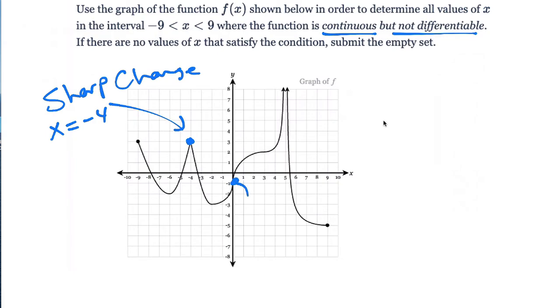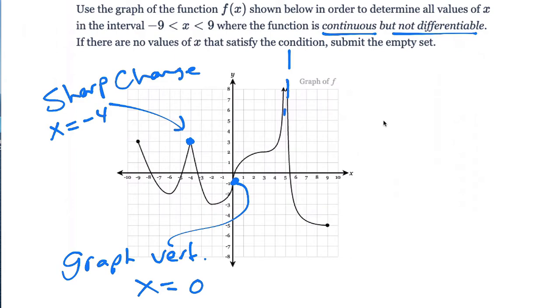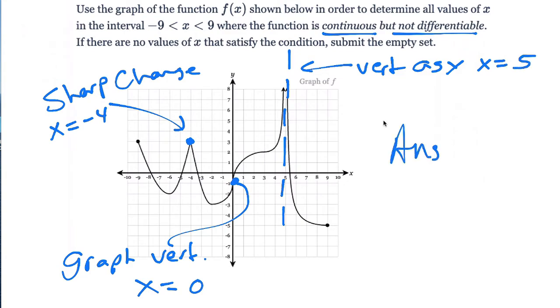Right here, the graph is vertical when x is equal to 0. Right here, we have a vertical asymptote when x is equal to 5. So the answer to this question is x is equal to -4 and 0. Those are the places where this function is continuous but not differentiable.